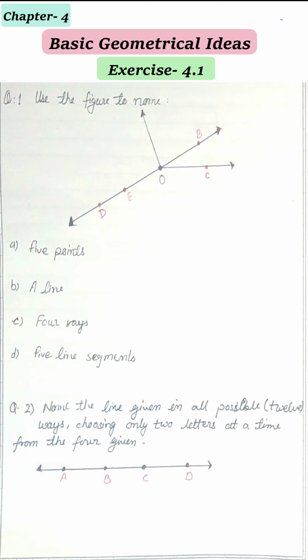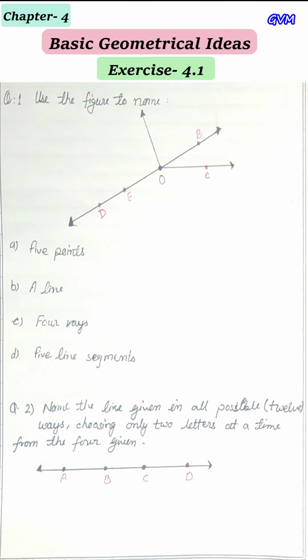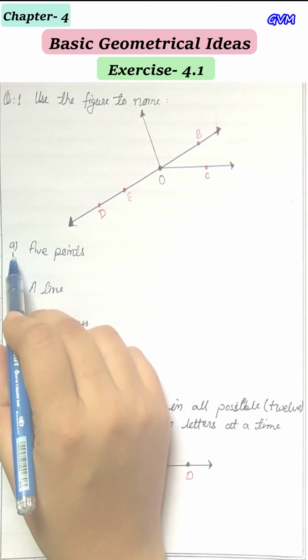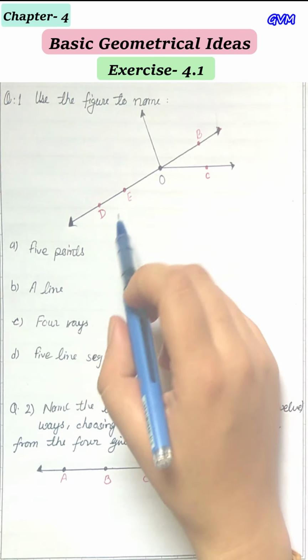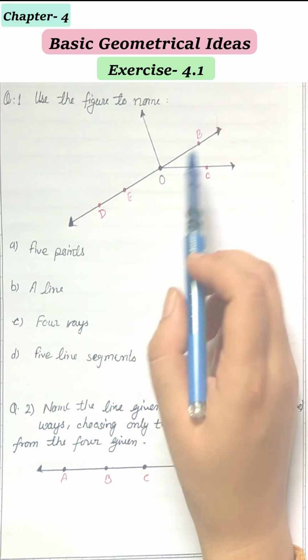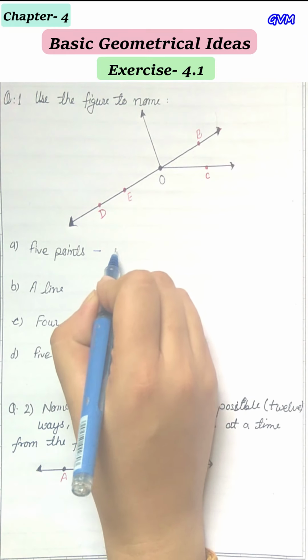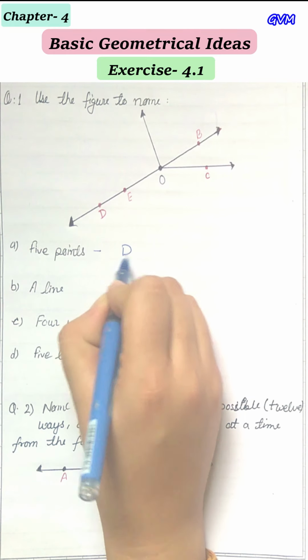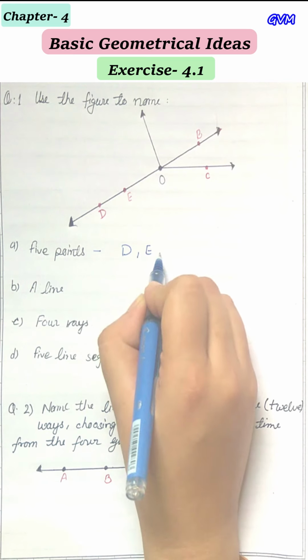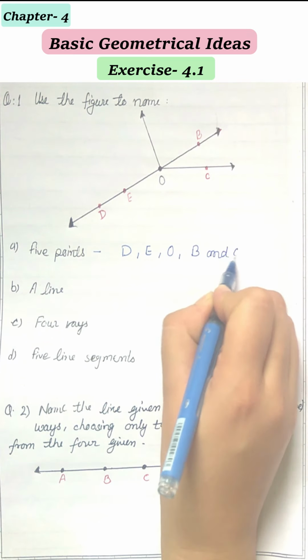Okay. So first, let's observe this. We have line segments or rays. We have all these things in this figure. Okay. So let's say 5 points. So 5 points we have D, E, O, B and C. Okay. So we will write 5 points are D, E, O, B and C.